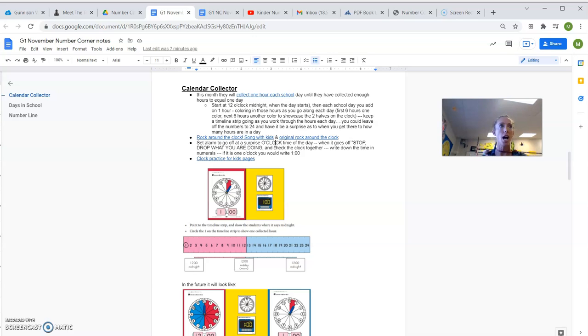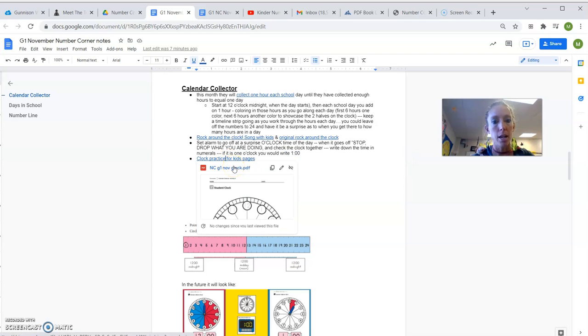So then when it goes off, not during math time, at another time, you're all in there, and then we stop. We drop our things, or just stop and look at the clock and figure out and make it with our arms maybe as to what o'clock it is, and then write what it looks like in numbers. Some clock practice page for kids is right there for them to practice writing the numbers on the clock.